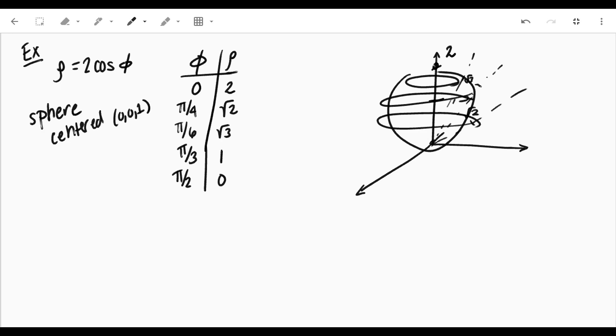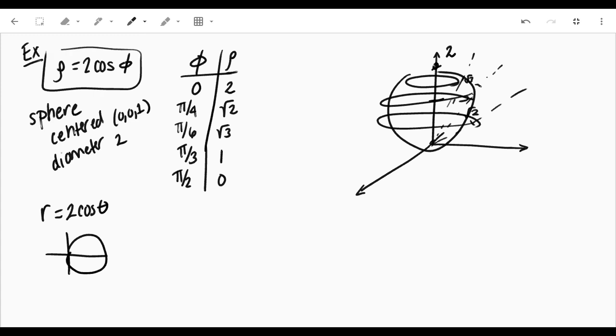Okay. And the diameter is 2. So it's similar to when you did your polar graphs, r equals 2 cosine theta. If you remember, that was a circle with a diameter of 2. So this is a sphere with a diameter of 2. And we can also convert it.